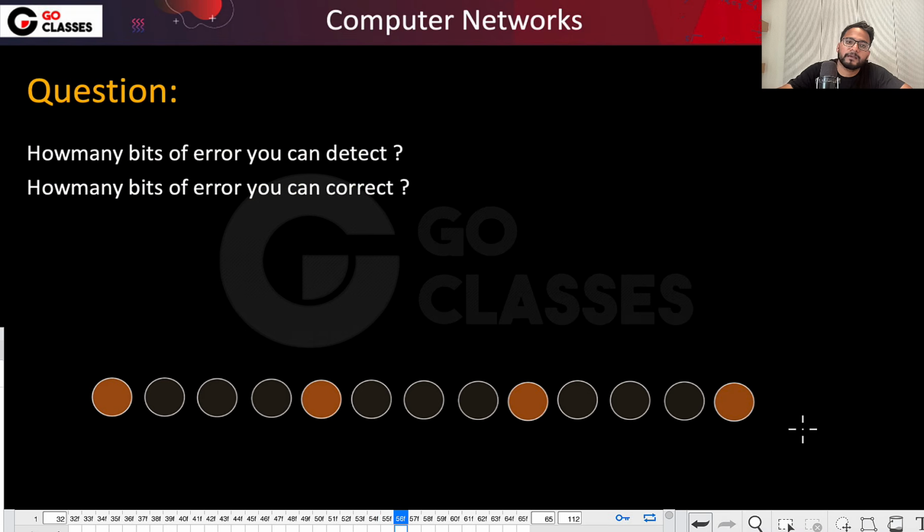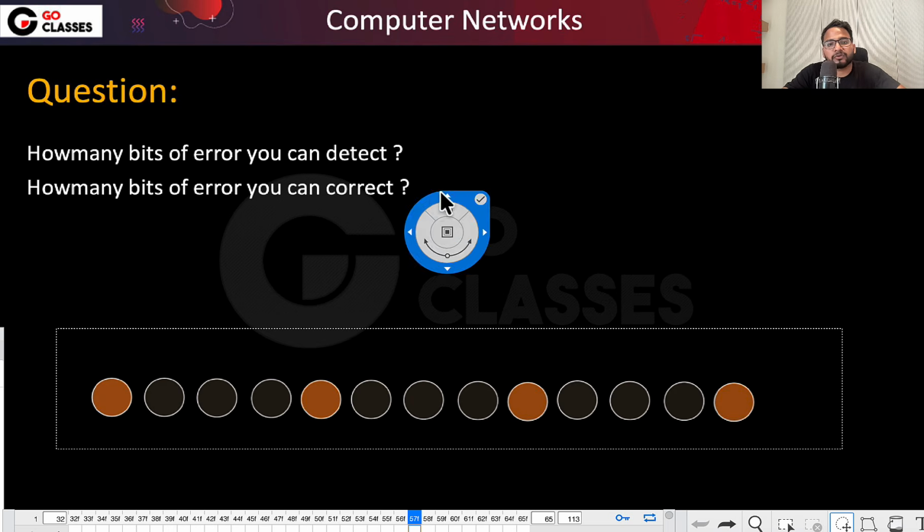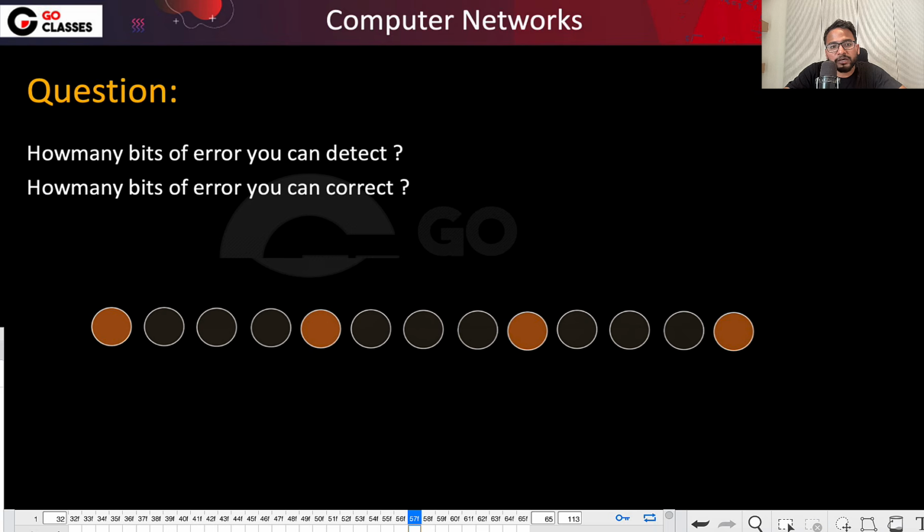So how many bits of error you can detect? This is a question. In this question, they are also asking how many bits of error you can correct. This is interesting. So detect and correct, both they are asking. Let me first answer how many bits of error you can detect. Since there are 3 invalid in between, 3 is the answer here. Very straightforward. Or in other words, this is like 4 minimum Hamming distance, so 4 minus 1, 3 is the answer.